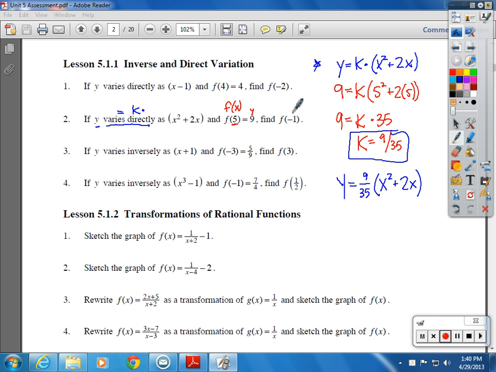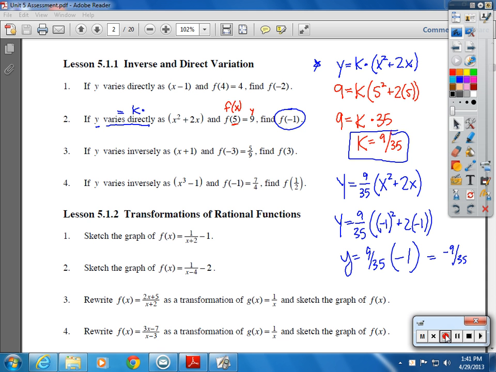Last step is to evaluate f of negative 1, which means we're just taking this equation and doing what? Substituting negative 1 for x, solving for y. So that simplifies to negative 9 35ths.